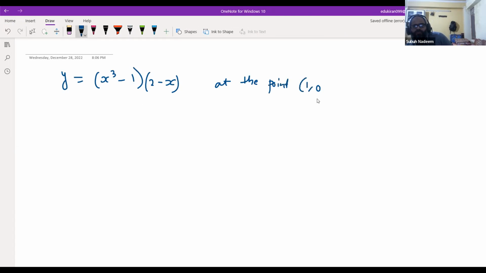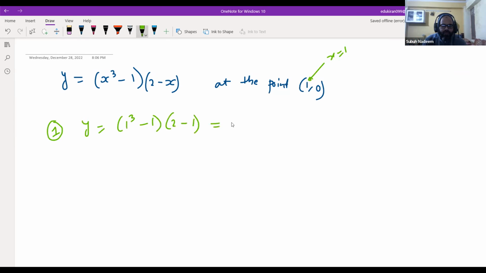So first step, if you remember, you don't have to do the first step here because already it has been done. But what was the first step? That you substitute the value of x. So x is 1 here. You will get y is equal to 1 cube minus 1 into 2 minus 1. It will be 0 into 1, it will be 0. So this is y. So already y is given as 0. So x comma y, the point where you have to find the tangent, is given as 1, 0. So even if you don't do the first step, you know that y is 0. Is it okay?